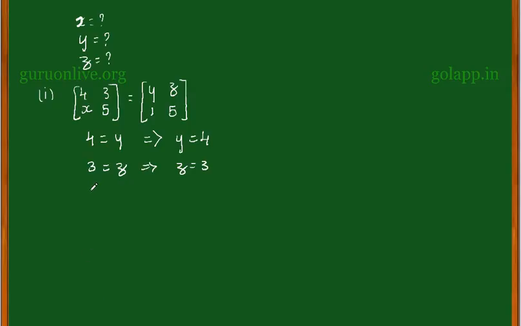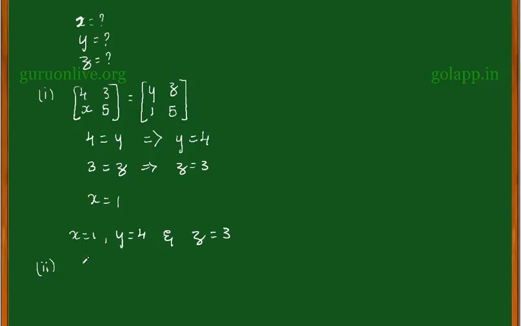So we get z equal to 3 from this. And the next one, second row first column we have x, and second row first column in the RHS we have 1. So we got x equal to 1. And the last number, which is 5, is matched with 5. So we got x equal to 1, y equal to 4 and z equal to 3 for the first equation. Now let us consider the second equation.